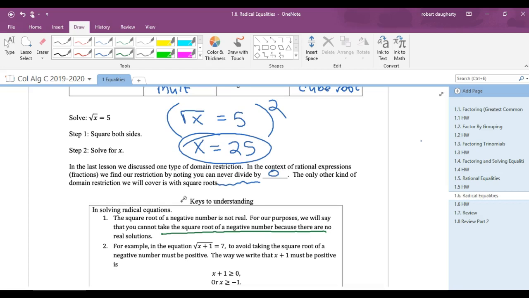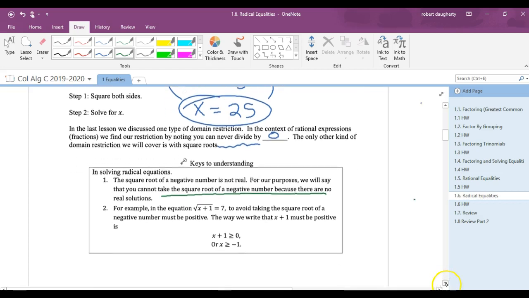Think about it. The square root of negative 9. Is there a number you can multiply by itself and get negative 9? Well, it can't be 3 because 3 times 3 is 9. It can't be negative 3 because negative 3 times negative 3 is 9. So you can never take a number and multiply it by itself and get a negative number. You'll always get a positive number. So when we see square roots in our problems, we have to be concerned that we can't take square roots of negative numbers. So let's look at this example that you see here.